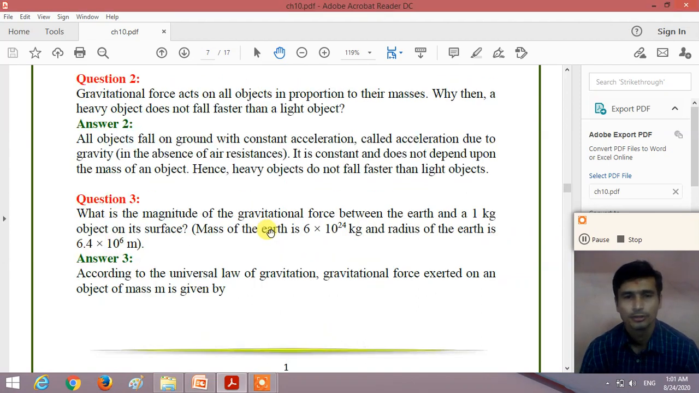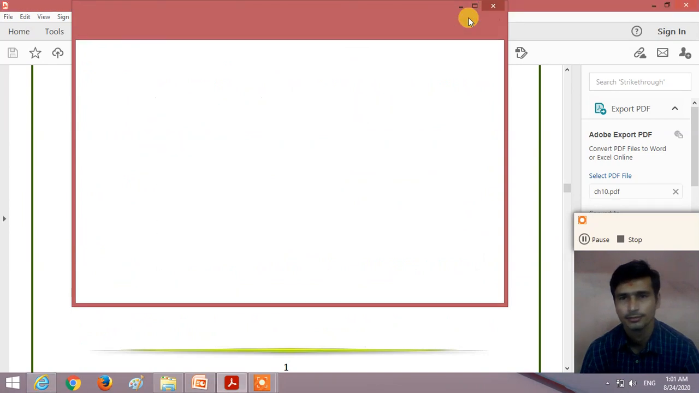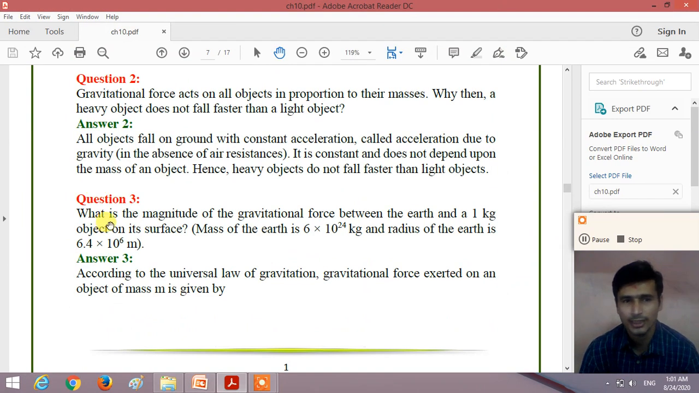Now question number 3. What is the magnitude of the gravitational force between the earth and a 1 kg object on its surface? The mass of the earth is given as 6 into 10 raised to 24 kg and the radius of the earth is 6.4 into 10 raised to 6 meter.